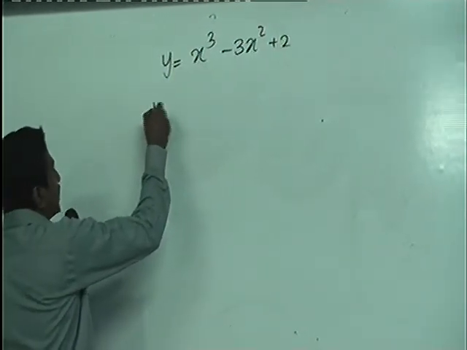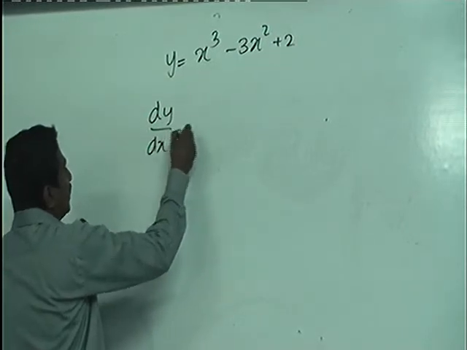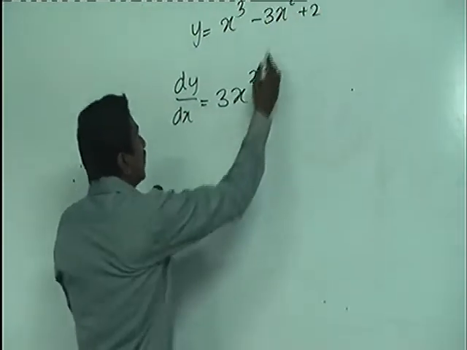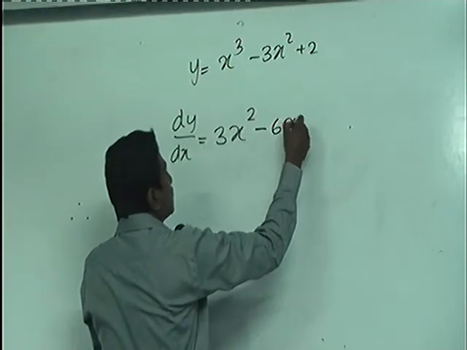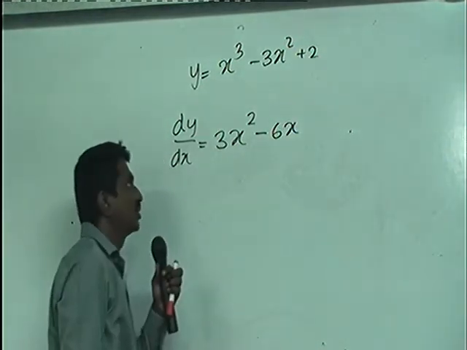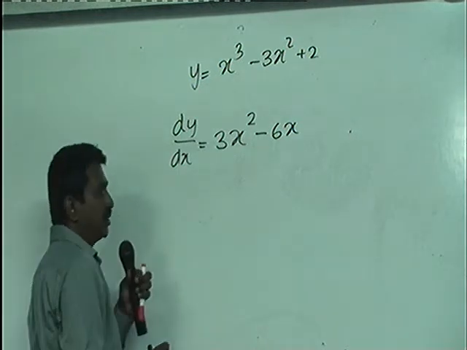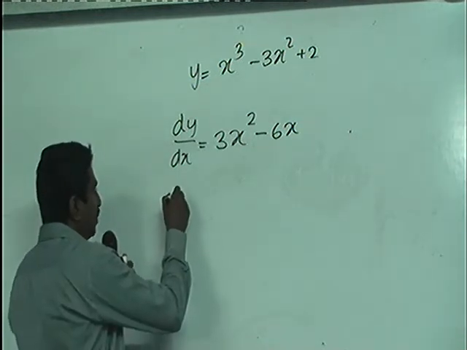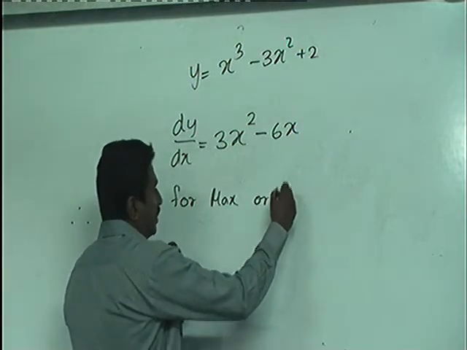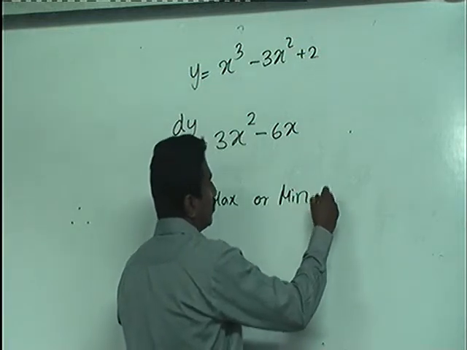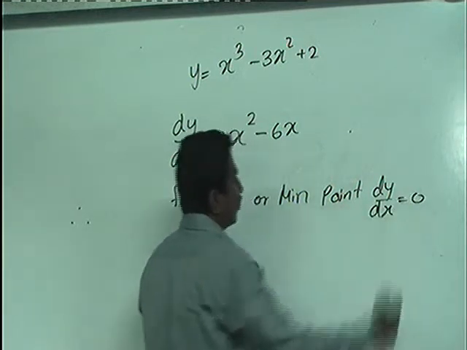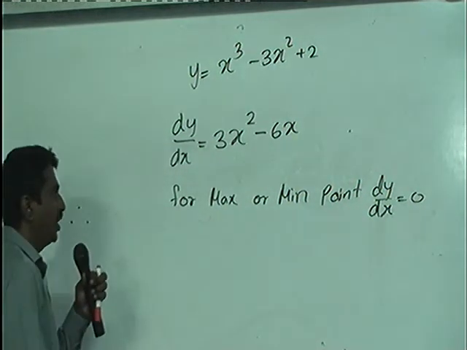So dy by dx equals 3x to the power 3 minus 1, minus 3 into 2, that is 6x to the power 2 minus 1, that's all, and the constant becomes 0. Then what is the condition? So the first order condition for maximum or minimum point, dy by dx equals 0. For a maximum or minimum point, dy by dx equals 0.